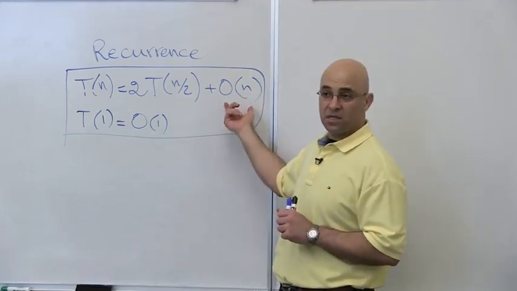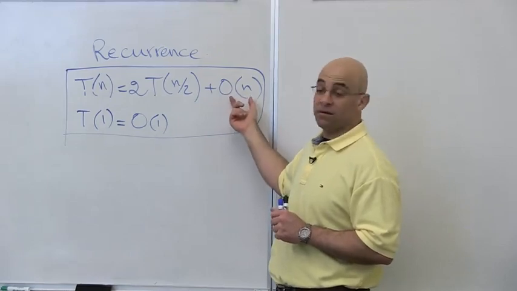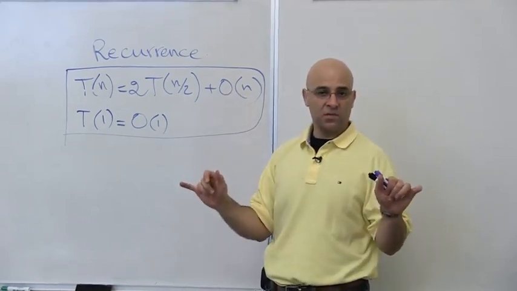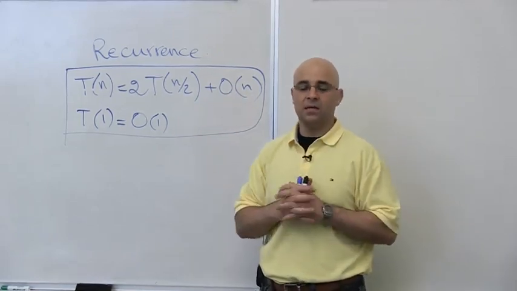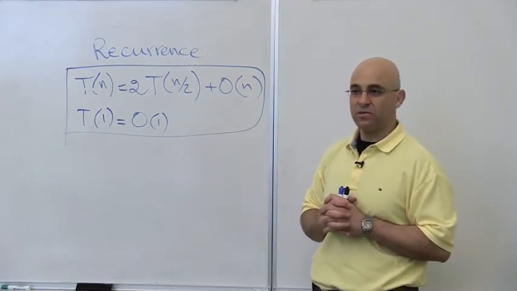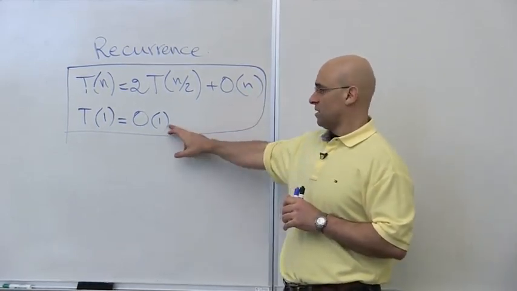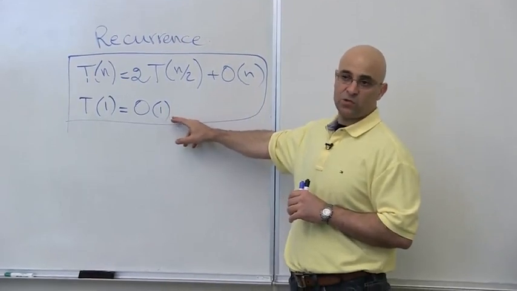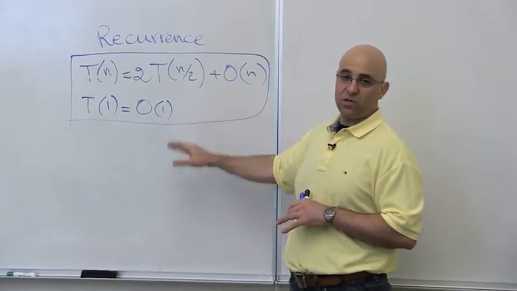This overhead, in the case of merge sort, is linear. Taking two lists of size n over 2 and merging them is going to take time that is linear in the size of the input. And we said that for the base case, when we have a list of size 1, I have a constant amount of work to do.